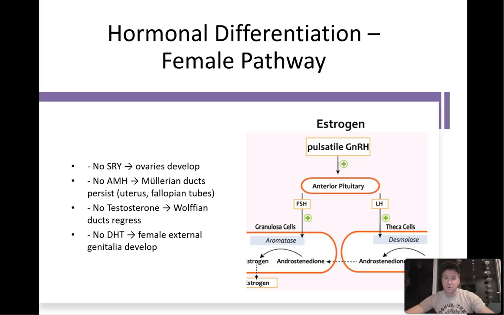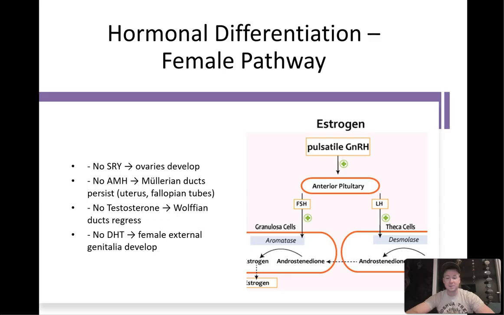So let's now talk about hormonal differentiation on the female pathway. In the absence of the SRY gene, the undifferentiated gonads become ovaries. Because there are no Sertoli cells, AMH is not produced, so the Mullerian ducts persist and develop into the uterus, fallopian tubes, and upper portion of the vagina. Likewise, because there are no Leydig cells to secrete testosterone, the Wolffian ducts degenerate. Without DHT, the external genitalia develop into the clitoris, labia, and vaginal opening.